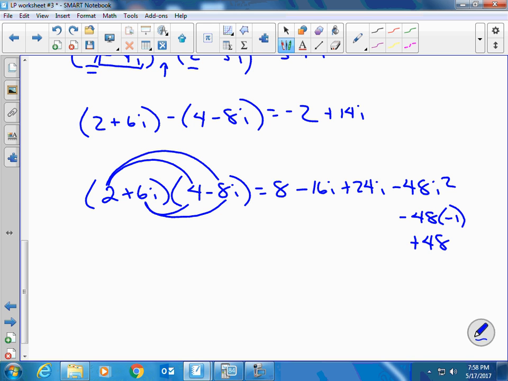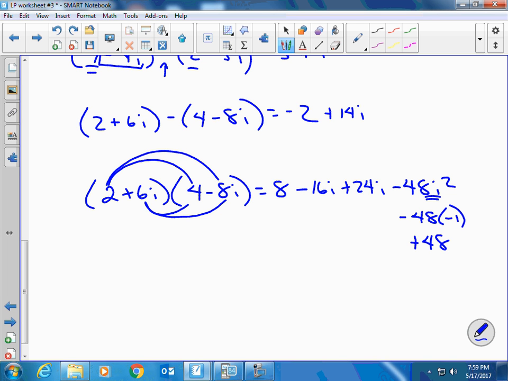i squared is a negative 1. I take i squared out, I put negative 1 in its place because that's what i squared is. I multiply because this means multiply. I take a negative 48 times a negative 1 gives me a positive 48.